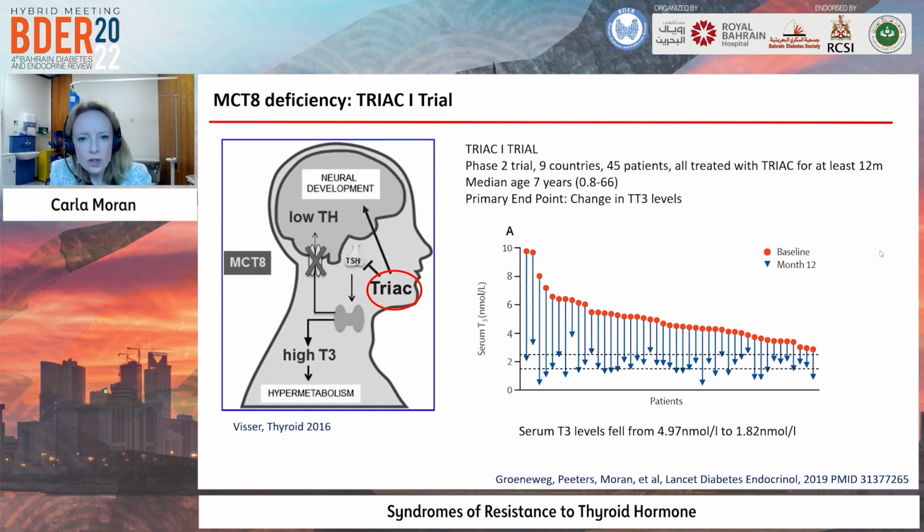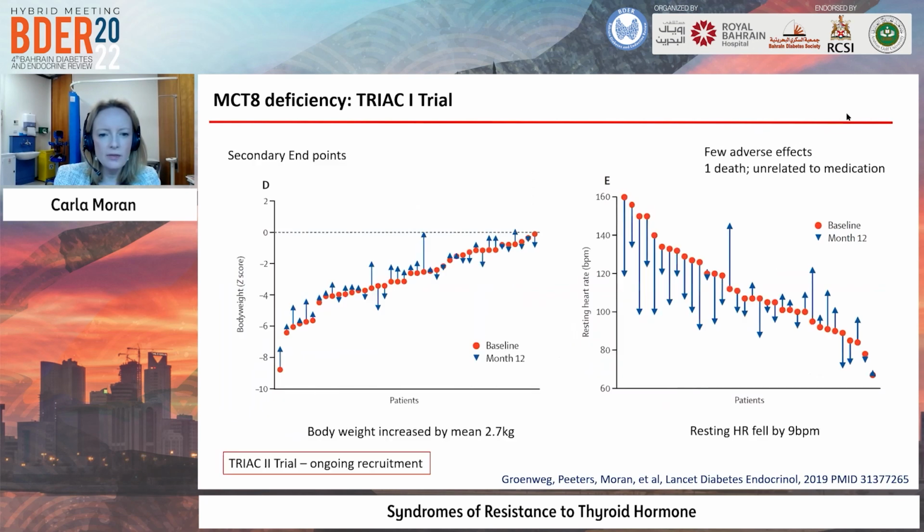And so a phase 2 trial was performed internationally on 45 patients with MCT8 defects, and they were all treated with Triac for at least 12 months. There was a median age of 7 years at enrollment, and the primary endpoint was to see if the T3 levels could be lowered. And indeed, Triac was very beneficial in lowering T3, as you can see in this graph. Secondary endpoints included body weight, and the mean body weight increased by almost 3 kilograms, and also the resting heart rate, which fell by 9 beats per minute.